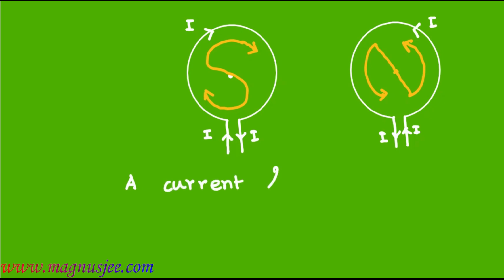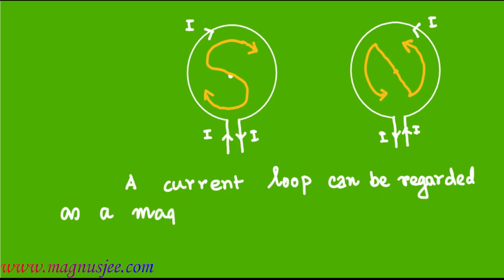And so you can say that a current loop can be regarded as a magnetic dipole.